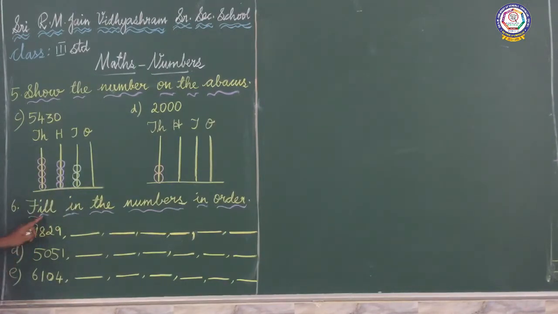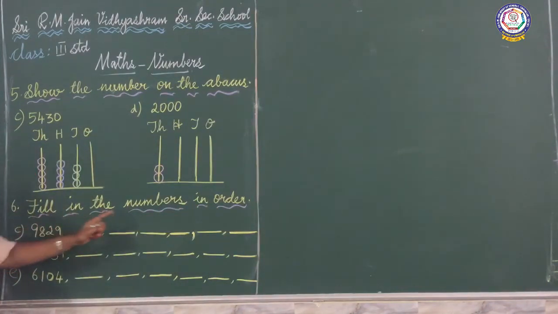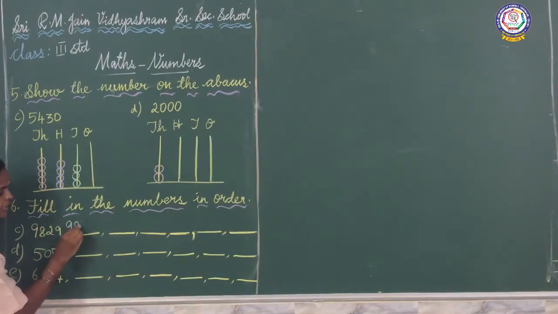Next, fill in the numbers in order. According to the order, you have to fill the numbers. Here 9829 is given. You have to write the next number, the successor of the number, that is, the number after it. Here what's the last 2 digits? 29. After 29 what will come? 30. So 9830.